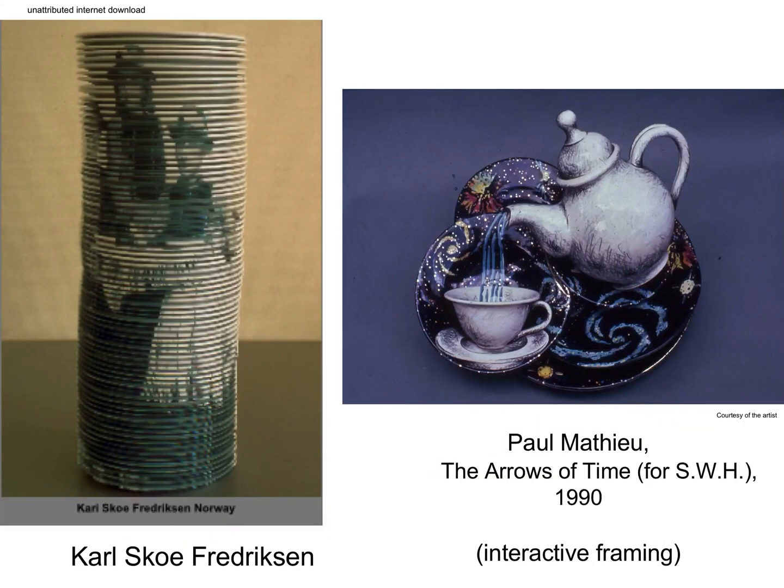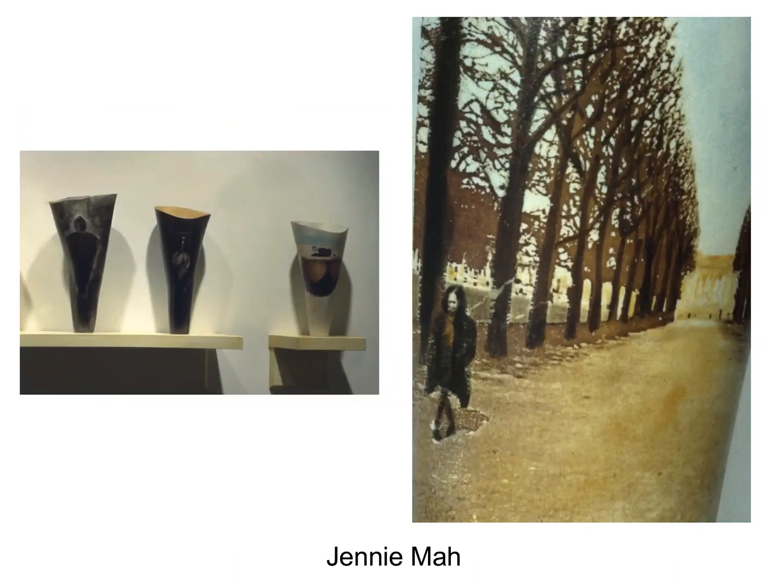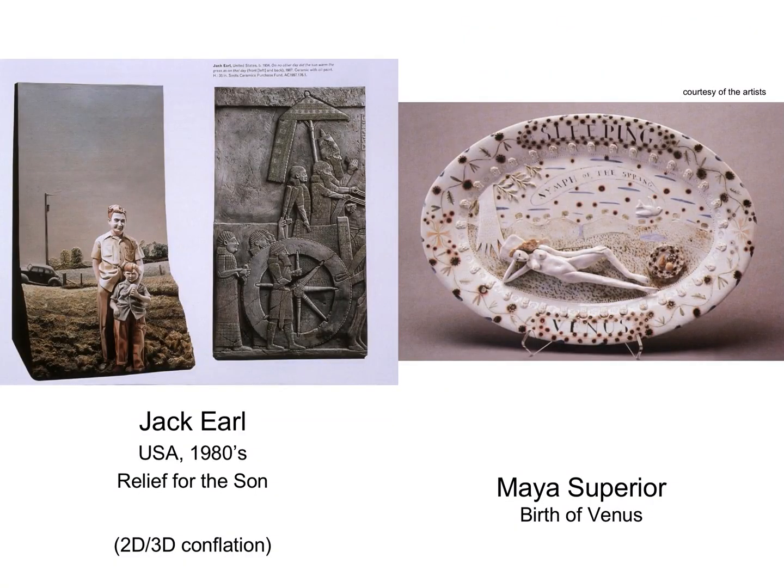And there is another example of interactive framing on the right, where by stacking or unstacking this pile of dishes, an event happened, and the same as well on the work on the left. Jenny Ma working with cinematic sequencing, where the image goes as a sequence of images that create almost a cinema effect on those vessels. And this is a detail of her work here. And this is quite an interesting approach, where the image develops not only in space but in time as well, the way cinema works. You can have 2D and 3D conflation, where the image is partly 2D, partly 3D, and it's in the dynamic relation between the two that the energy sits.